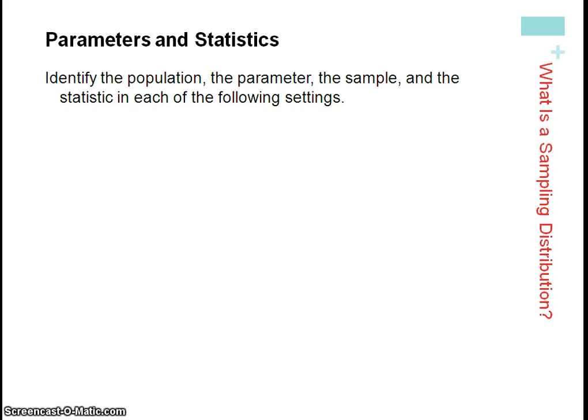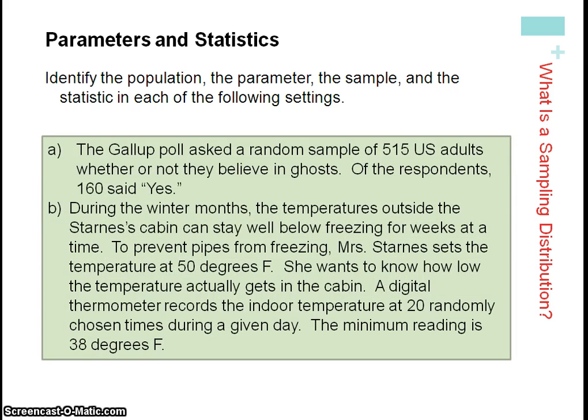Identify the population, the parameter, the sample, and the statistic in each of the following settings. So A, there are a couple problems in the notes like this. There's also a couple problems from your homework that are just like this. The Gallup poll asked a random sample of 515 U.S. adults whether or not they believe in ghosts. Of the respondents, 160 said yes. I'd encourage you to read through both A and B. If you want to, you can pause the presentation at this point and see if you can do A and B without me. But I'm going to go ahead and go through them now.